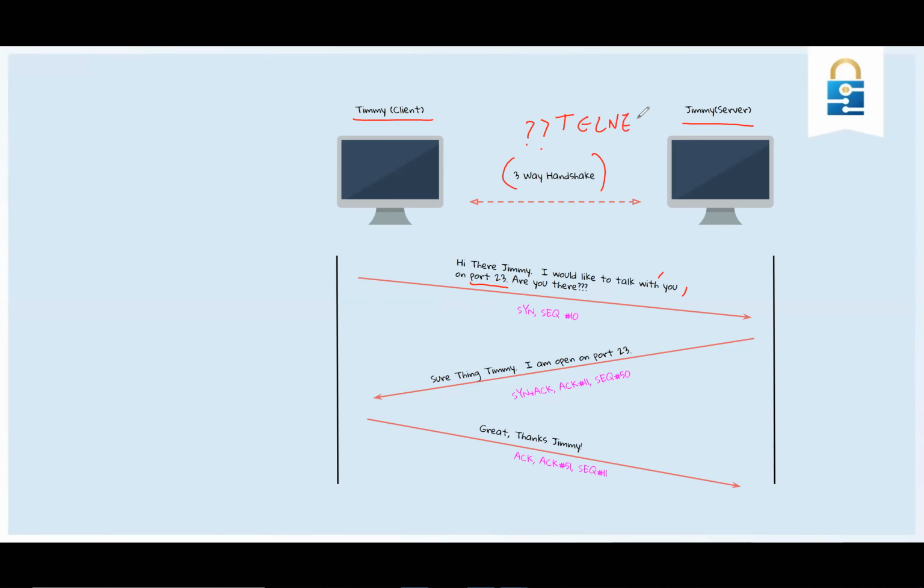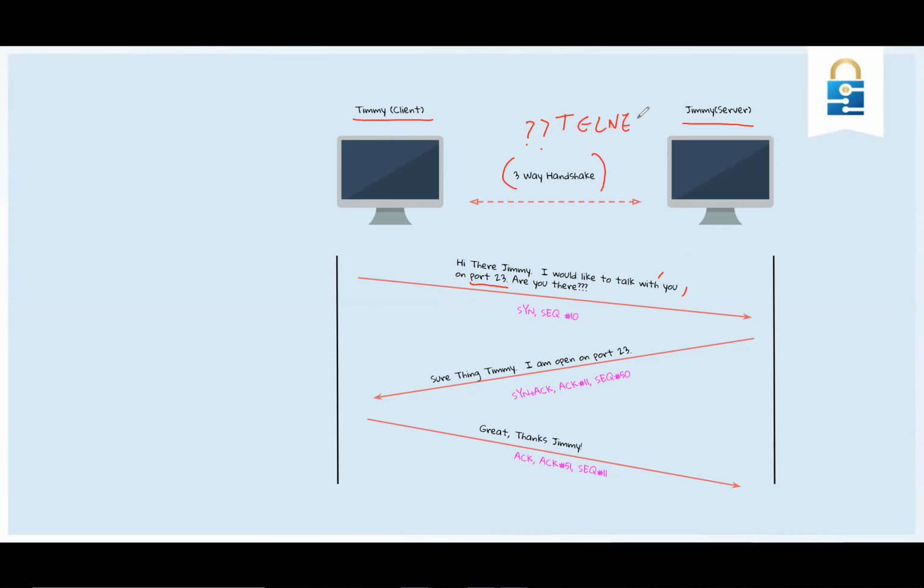So the very first packet that gets sent from Timmy to Jimmy is going to look something like that. It's going to say, hey, I'm sending a SYN request saying, hey, I'd love to connect with you on port 23. Are you there? And are you open, essentially? And I will be sending him my very own sequence number.